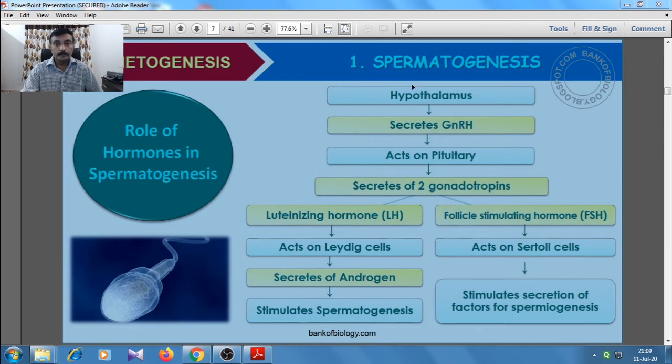So to sum up, once again, the hypothalamus produces GnRH, which acts on the pituitary. The pituitary produces two gonadotropins, luteinizing hormone and follicle stimulating hormone. Luteinizing hormone acts on the Leydig cells, and the Leydig cells produce the male sex hormones or androgens, which stimulate the process of spermatogenesis. The follicle stimulating hormone acts on the Sertoli cells, and the Sertoli cells produce certain factors which help in the process of spermiogenesis.